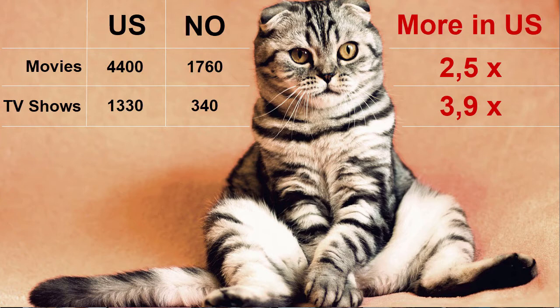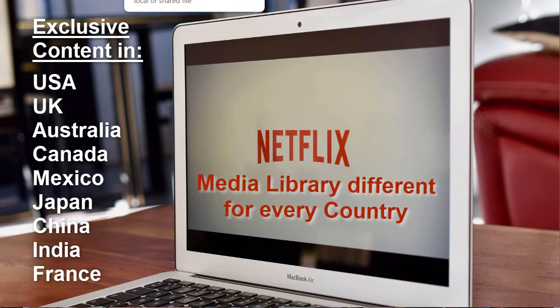If you search for this video, you probably already know you have much more movies and much more TV shows in the US American Netflix version compared to the Norwegian version. But of course, you also might have some content which is only available in the Norwegian version and not in the US version. Yes, the US has the biggest media library on Netflix, but there are some TV shows and movies which are not available in the US even, and they are available in other countries such as the UK, Australia, Canada, and so on.